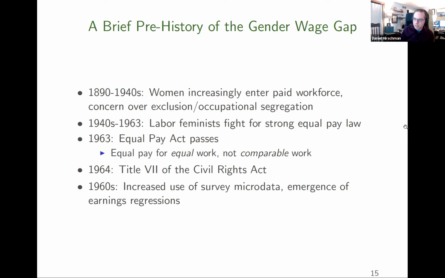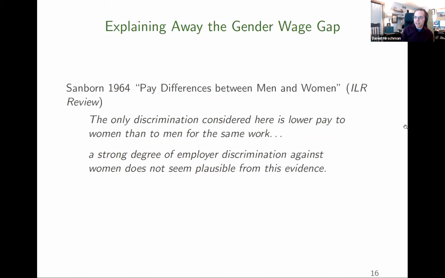So into this moment, we get the first calculations of the modern gender wage gap. The first one I can actually find is in a dissertation published in 1960, with an article published a few years later by Chicago grad Henry Sanborn, who published a paper in ILR Review titled Pay Differences Between Men and Women. What's fascinating here is that Sanborn calculates the modern pay gap of X cents on the dollar, at the time about 59 cents on the dollar, in order to immediately explain it away.